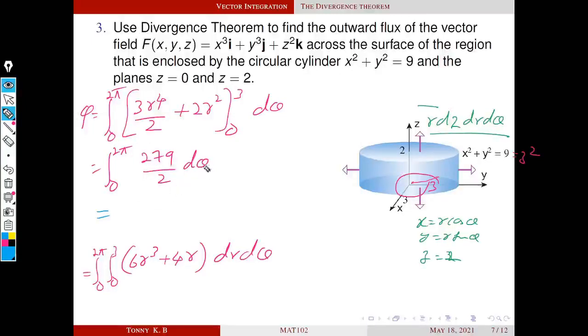Next we have to integrate with respect to theta. So this becomes 279 by 2 theta, and the limits are 0 to 2 pi. So this becomes 279 by 2 into 2 pi, isn't it? After simplification, this becomes 279 pi. 279 pi is the total flux.